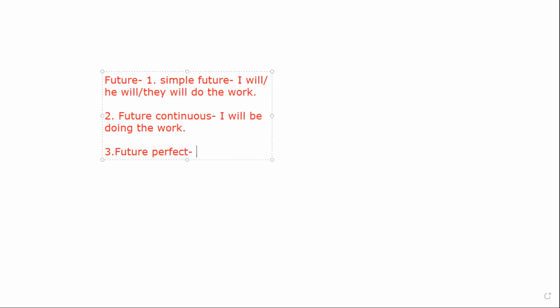Future perfect. Future perfect is a little bit complicated. We don't use it actually, but the form will be the same, like subject plus will plus verb. Then we have to keep the have verb because it is first person I. I will have done the work.